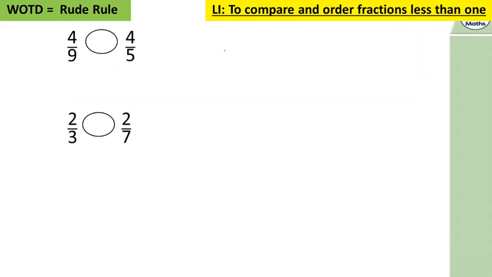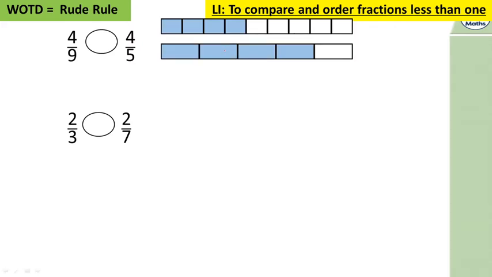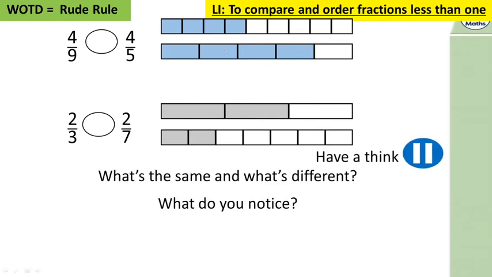Okay, so let's compare these fractions. So we're going to draw these ones out. So what is the same? What's different? What do you notice? Okay, so 4/9 and 4/5. What's the same? The numerator is the same. The numerator down here is the same as well. However, the denominators are all different.